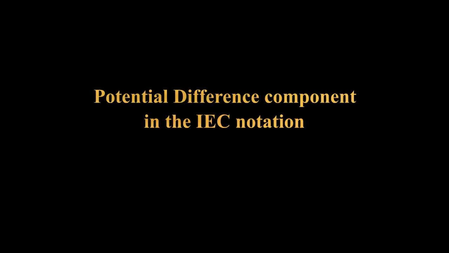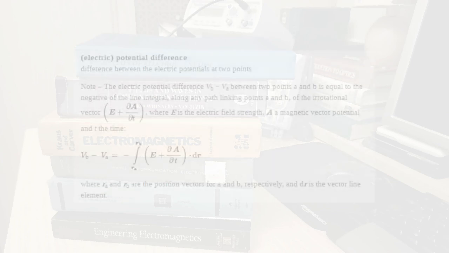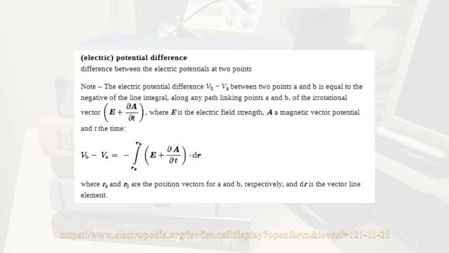Let's see the IEC definitions of the two components of voltage. The IEC denotes the electric potential difference by V sub BA equal V_B minus V_A. In our notation, it is phi BA equal phi B minus phi A. The definition is that V_B minus V_A equals minus the line integral from A to B of the quantity E plus dA/dt, dot dl. In this case, it's named dr.